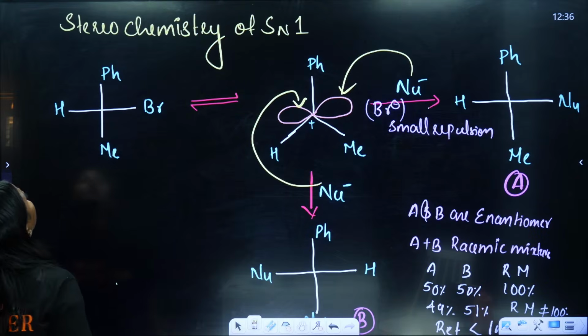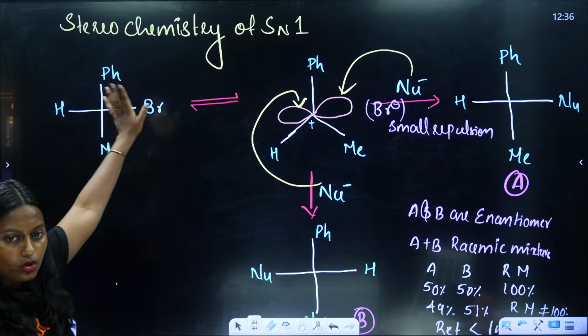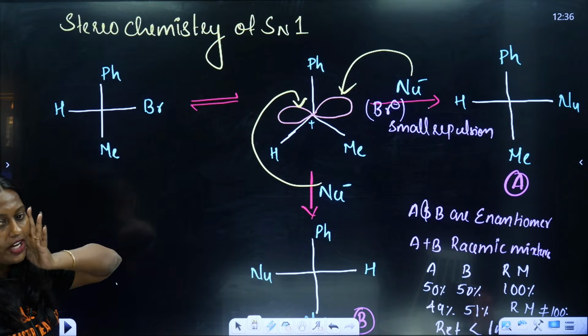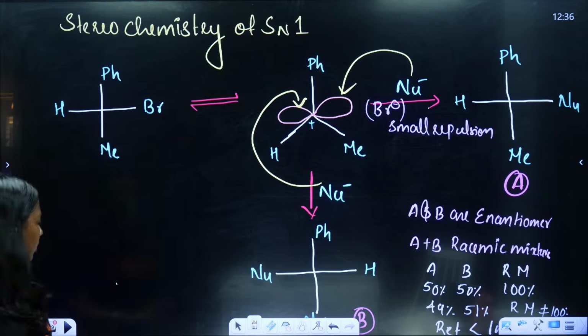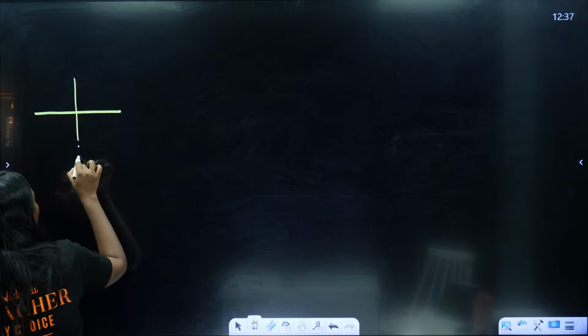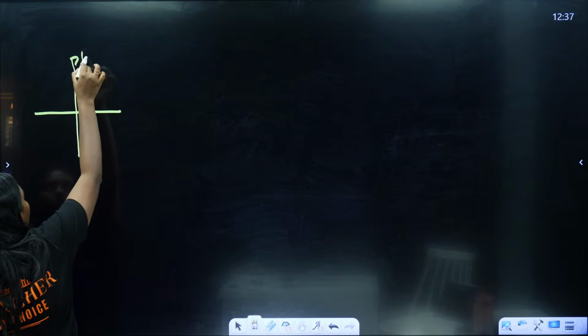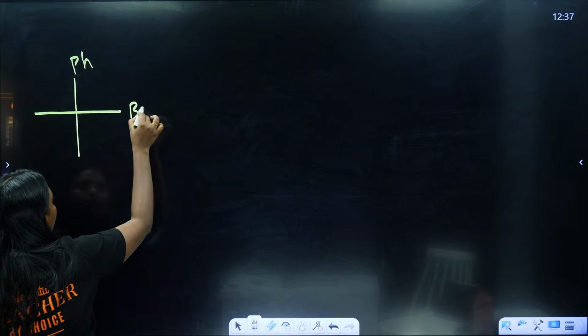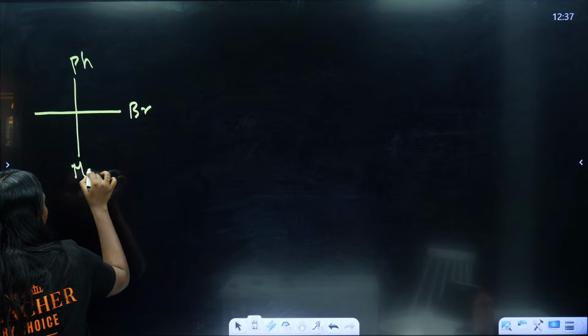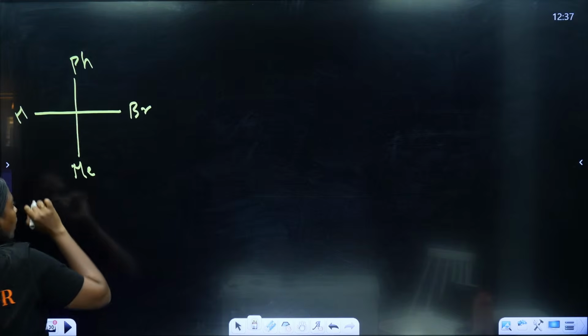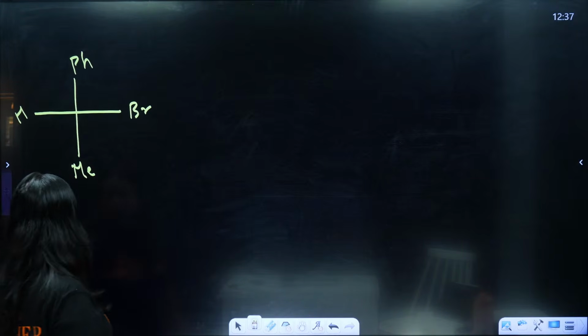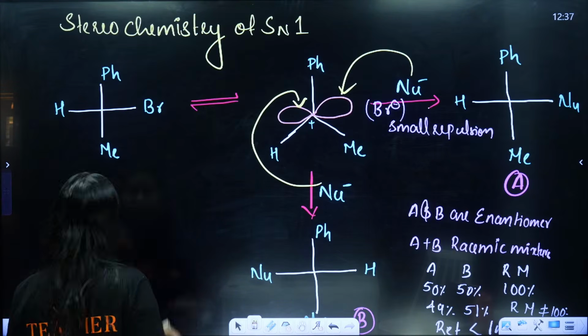So here, what I have written is stereochemistry. It is the stereochemistry of the SN1 reaction. I will write it on another page. Inside, a phenyl group, Br, methyl and hydrogen. So it is reacting normally.